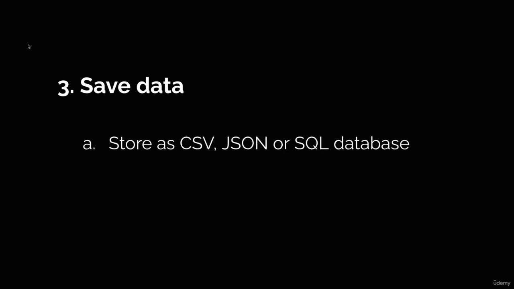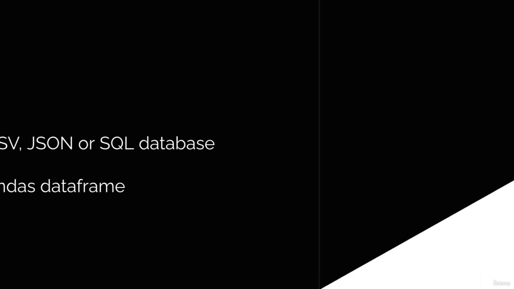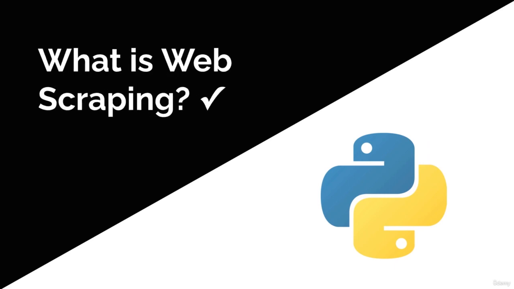And then step 3, you have to save the data. You can either store it as a CSV file, a JSON file, or a SQL database. You can also build a Pandas data frame. There are many different options for saving your data. This is after it's been parsed. You can save it and put it to use wherever you want. And that is web scraping.